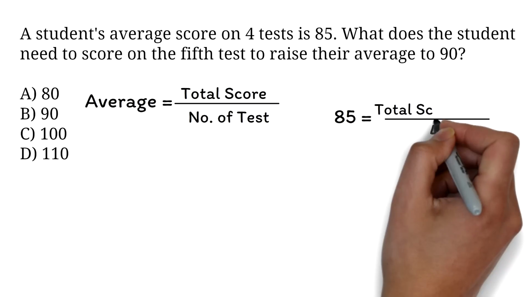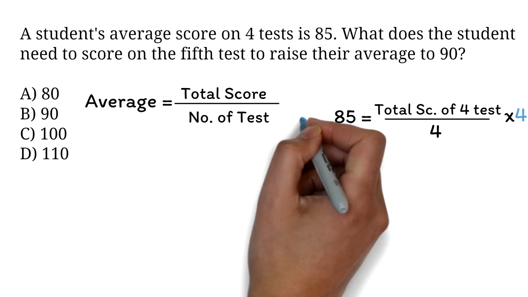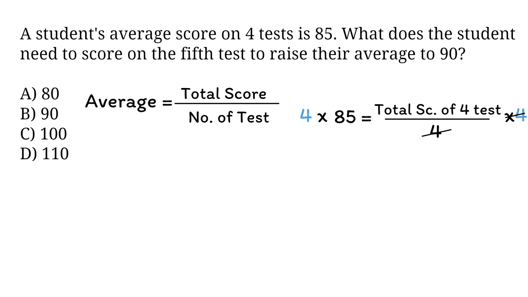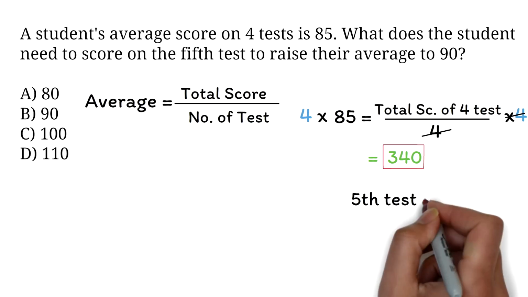We can find the total score. Multiply both sides by 4. The 4 will cancel out. 4 times 85 is 340. So the total score for the 4 tests is 340. Average of the 5 tests is total scores of all 5 tests divided by the number of tests taken. We know the total for 4 of the tests, which is 340. Let's represent the score for the 5th test by x.